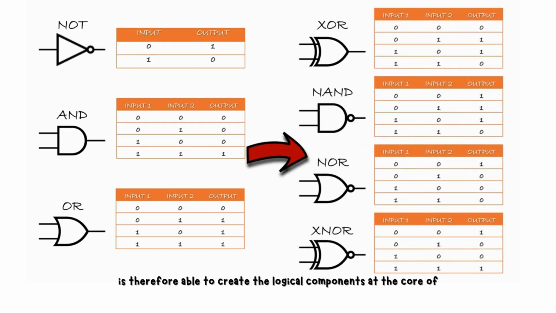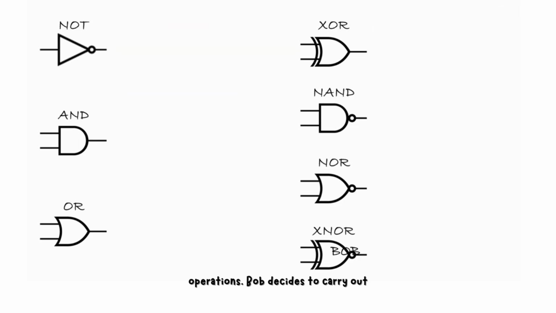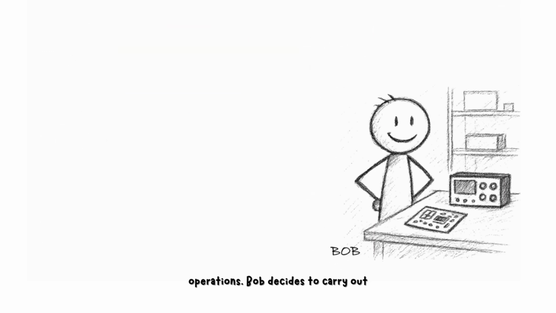Bob is therefore able to create the other logical components at the core of modern electronics: XOR, NAND, NOR, XNOR. Now that Bob understands the theoretical foundation built with transistors, he wants to use this knowledge to perform practical operations. Bob decides to carry out a simple task. He wants to add two numbers and he chooses basic values, 0 and 1.